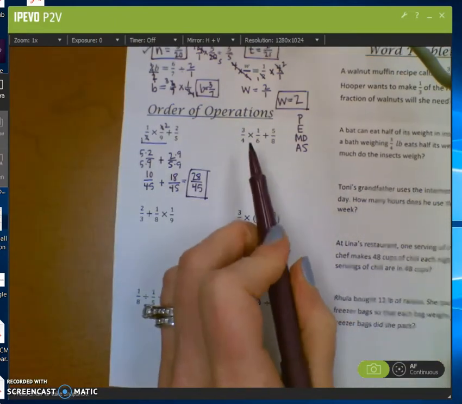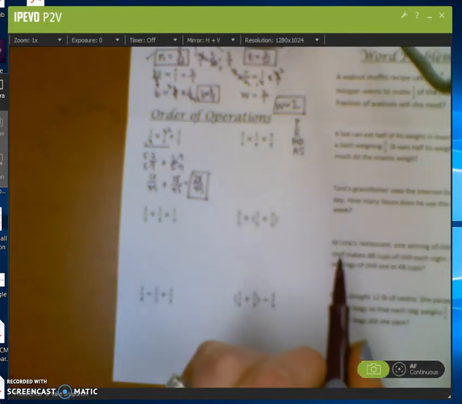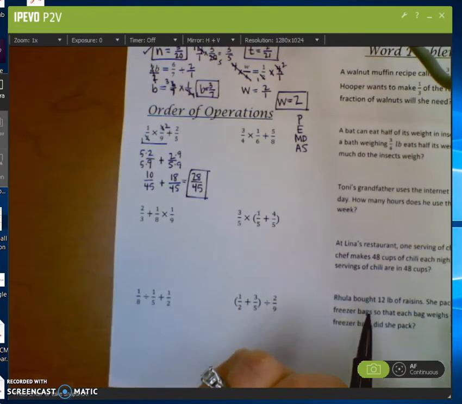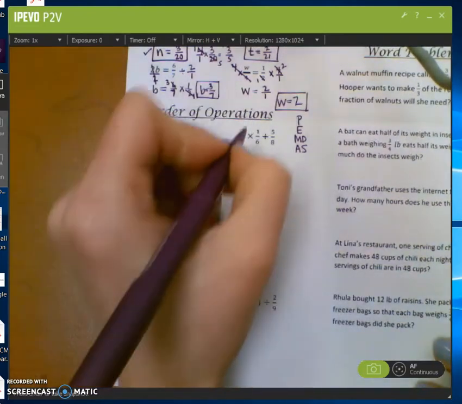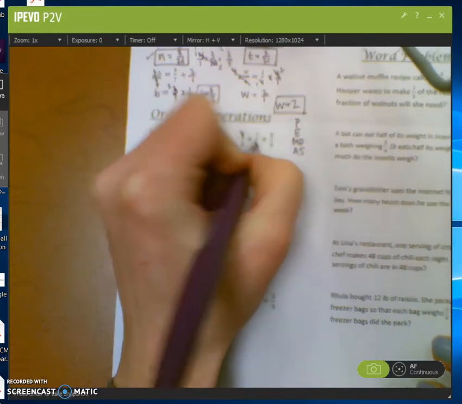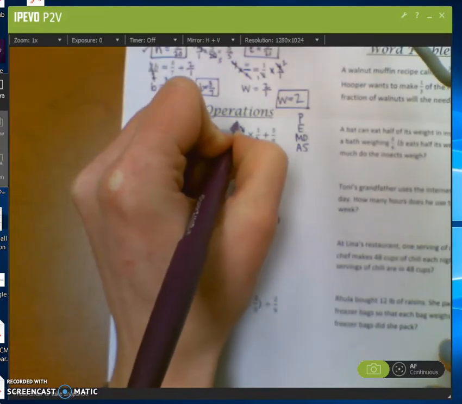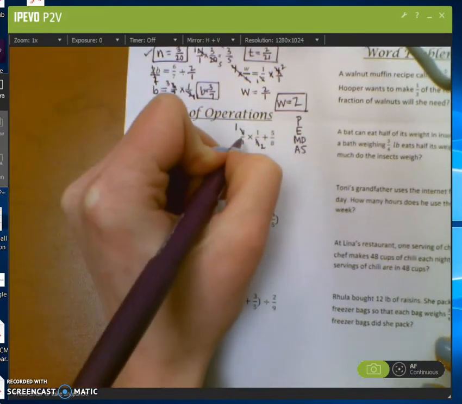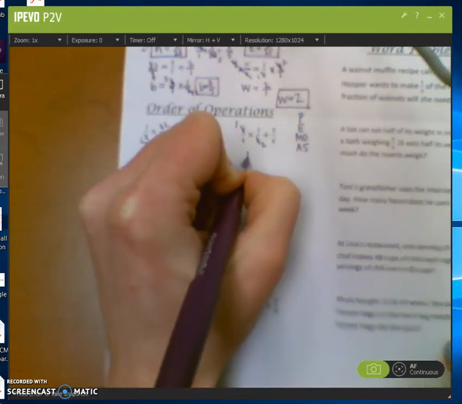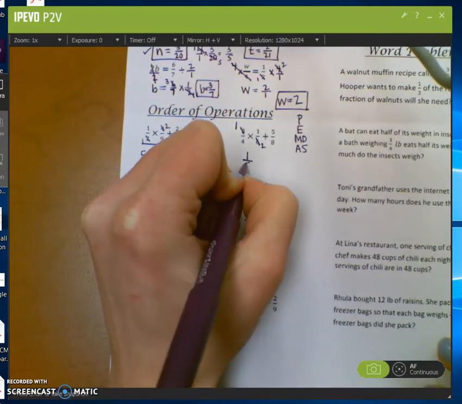On this next one, am I going to multiply or add first? If you said multiply, you're correct. We're going to multiply by cross-reducing. 3 and 6 have a common factor of 3, and 3 goes into 3 once and 6 twice. So 1 times 1 on my numerators is 1, and 4 times 2 is 8.